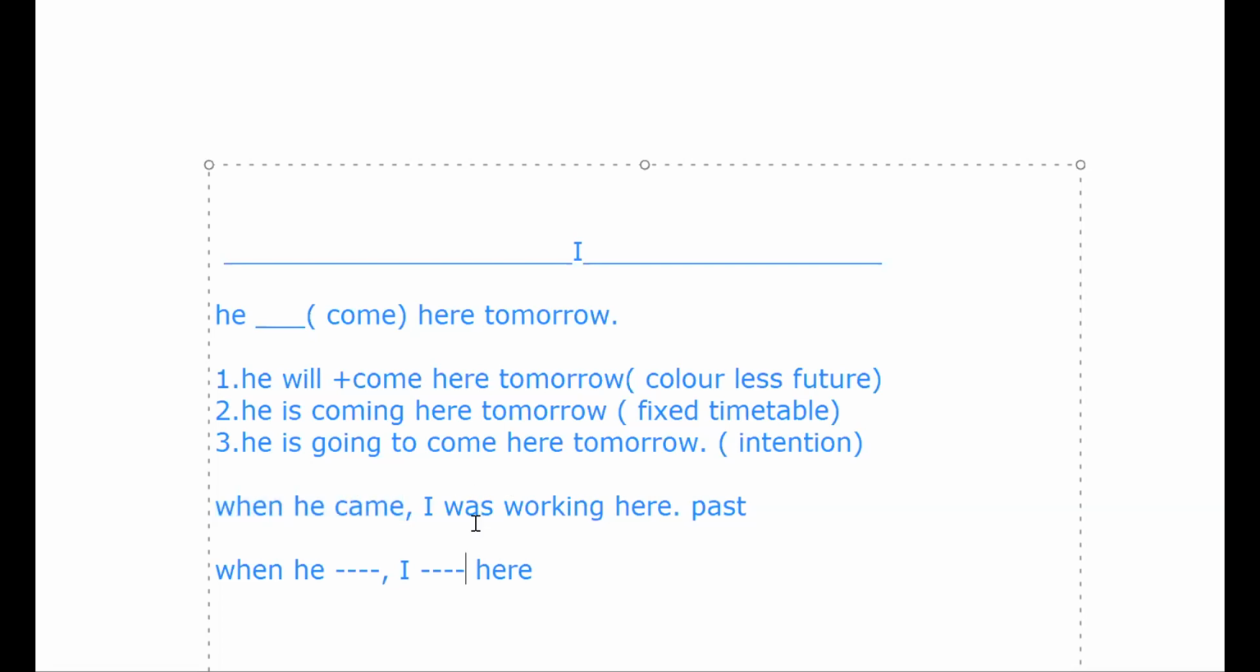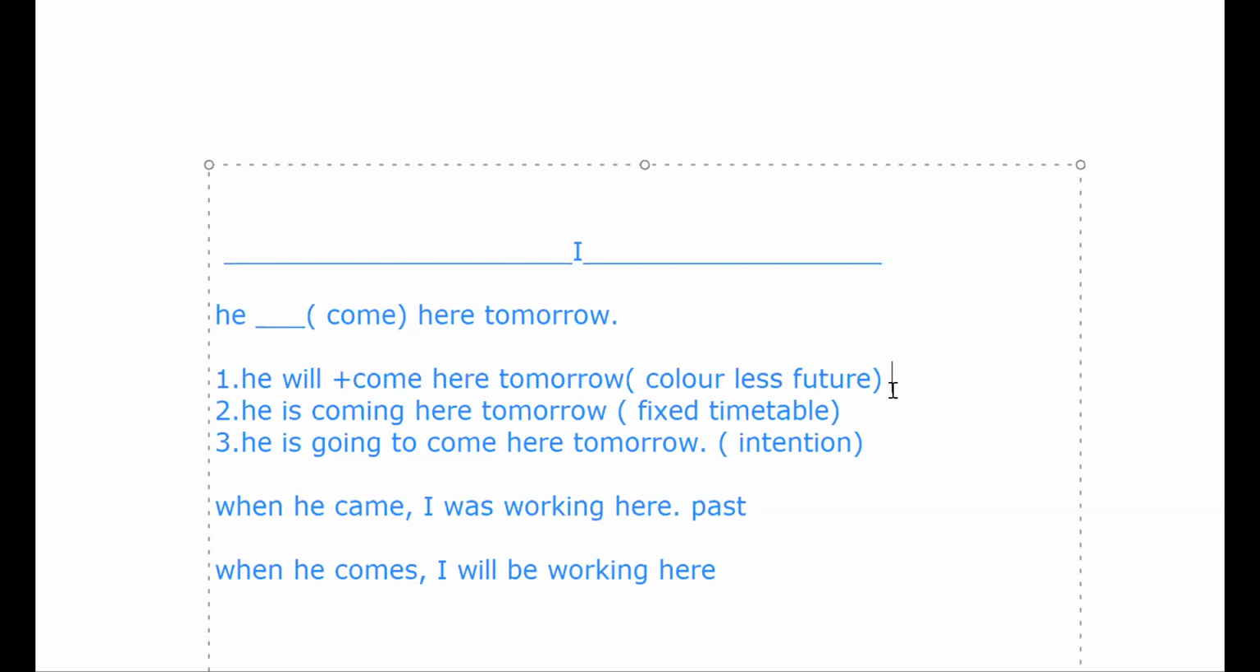Now, look at this. "I will be working here" is what replaces "I was working". But the time indicator is "when he comes". Please understand, never ever use "will" in time indication. The secondary idea which gives you time, if the time is future, in that don't use any tense except the present form. When he comes, I will be working here.